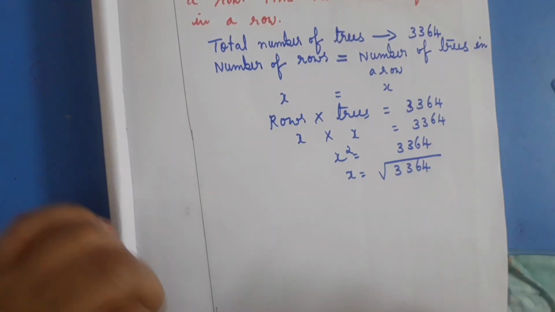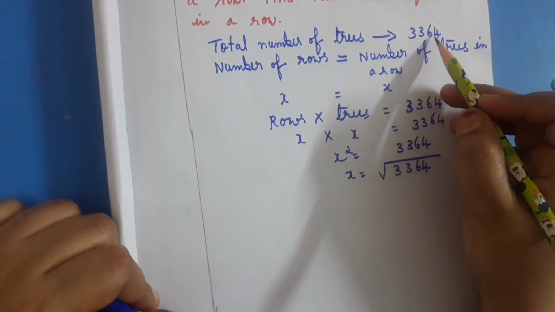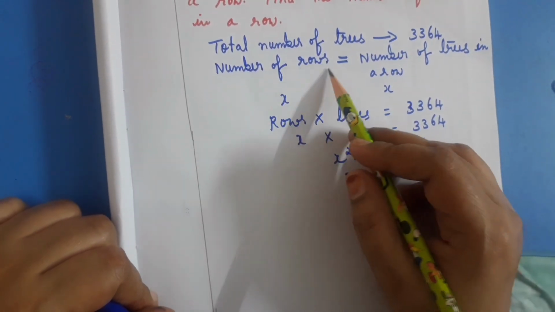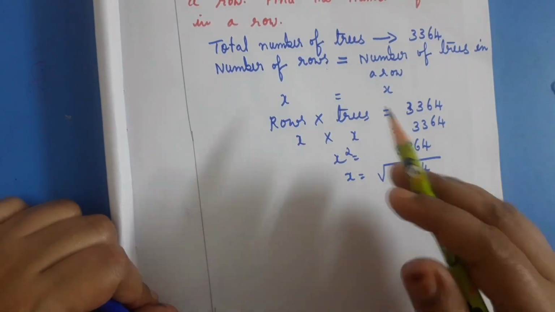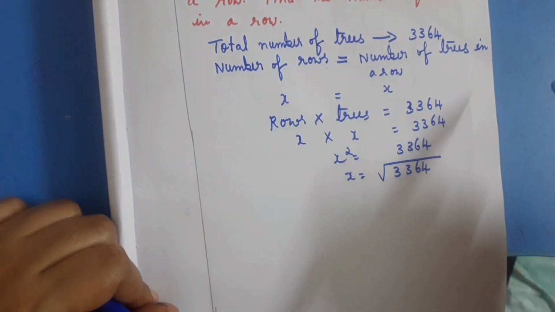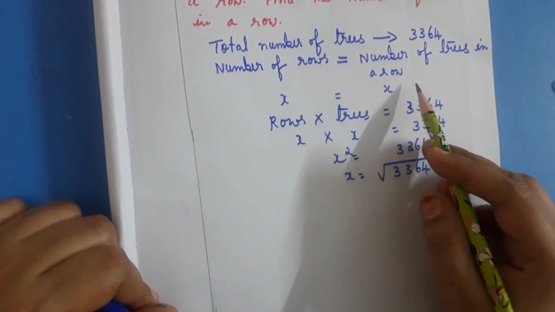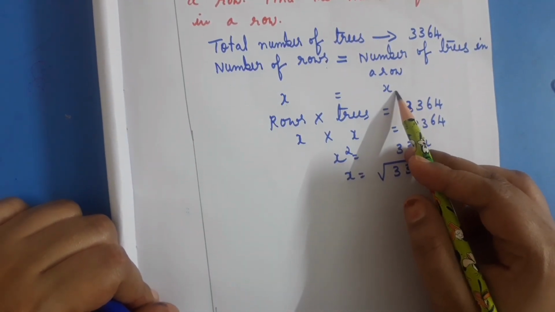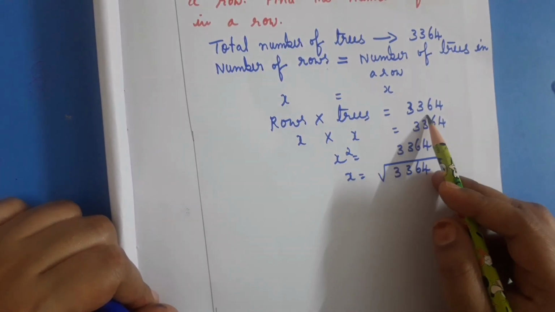Here the total number of trees given in the question is 3364. The number of rows is equal to the number of trees in a row. So how many lines are there and how many trees in each line? Both are the same. So we can say the rows is x and the number of trees in one row is also x. Rows into trees equals 3364.